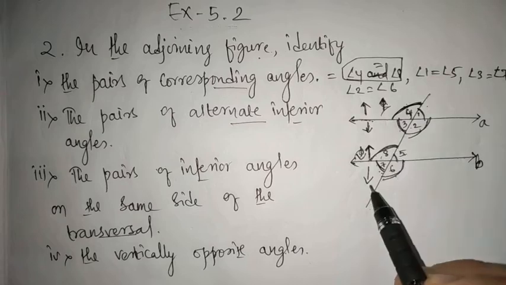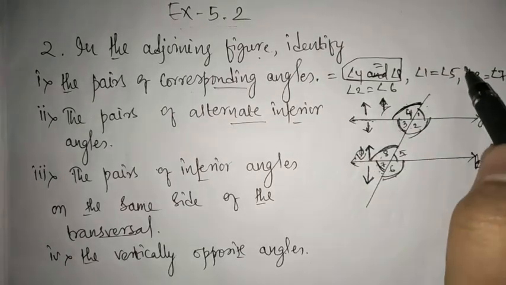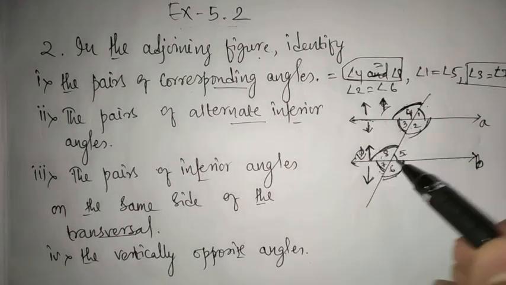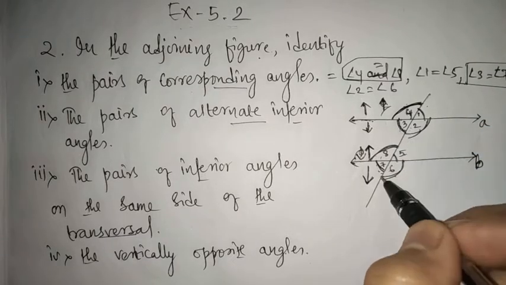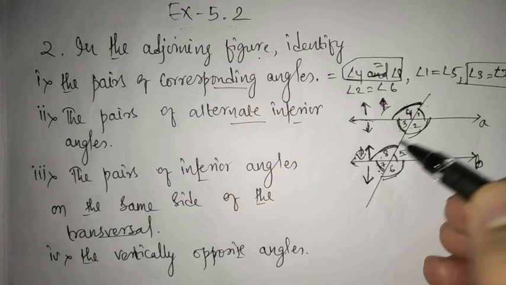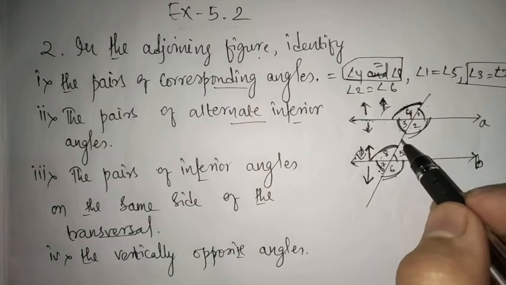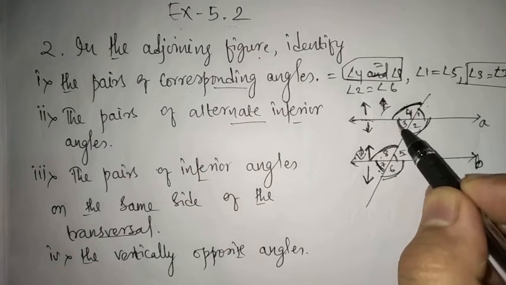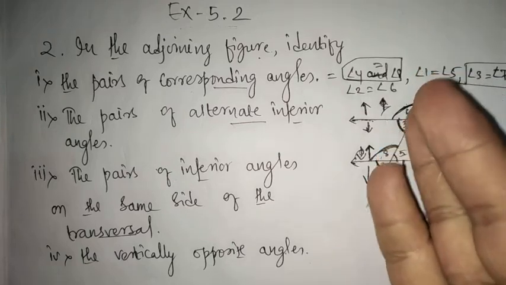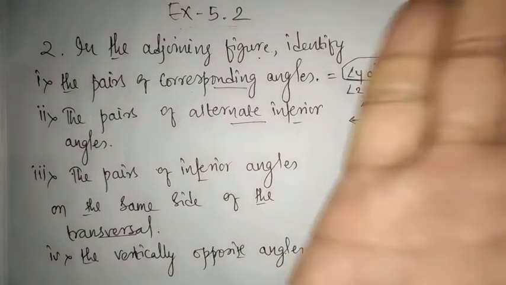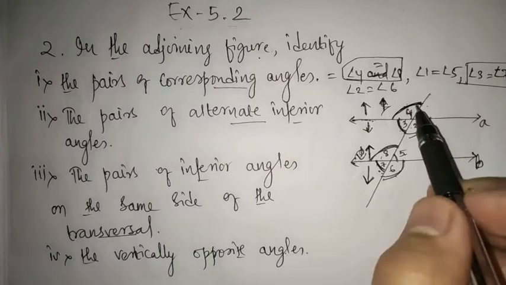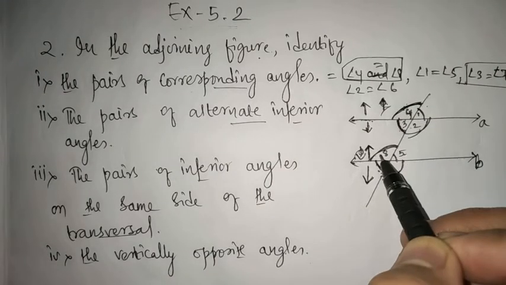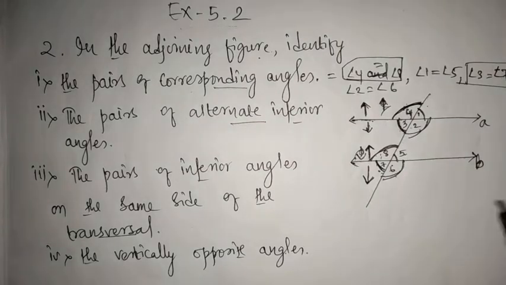Similarly, angle 3 and angle 7 over here. Why? They are below the parallel line and in the same position. Not side, we can say position. The position is similar. They are on the same side of the transversal, but we will say position. Angle 4 is equal to angle 8. They are in the same position, that is above the parallel line.